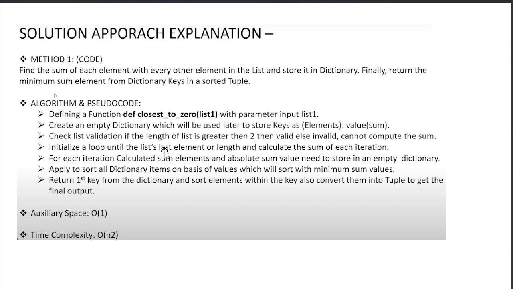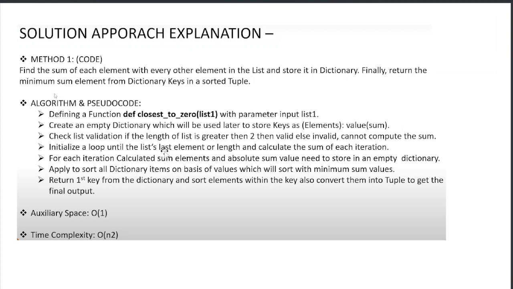So the first method will be the brute force approach. Let me explain the approach. Find the sum of each element with each other element in the list and store it in a dictionary. Finally, we will return the minimum sum element from the dictionary key in a sorted tuple. The algorithm and pseudocode are as mentioned below.